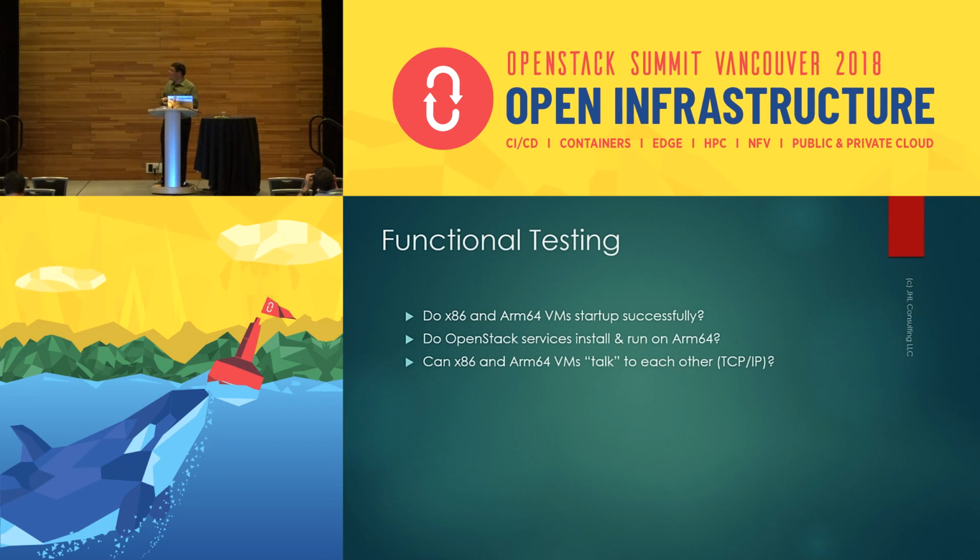Okay, so we've got our cloud running, we've got the patches in place. So let's do some functional testing. We want to check: do x86 and ARM64 VMs start up okay? Do all the services run correctly when the controller nodes are ARM64? Can ARM and x86 workloads talk to each other over the TCP/IP network?